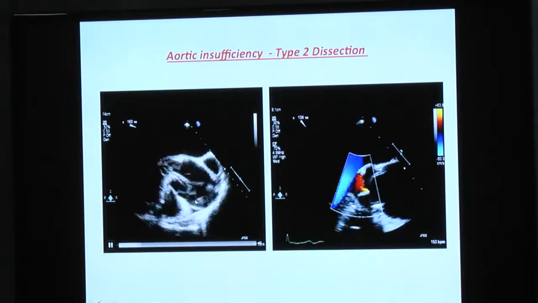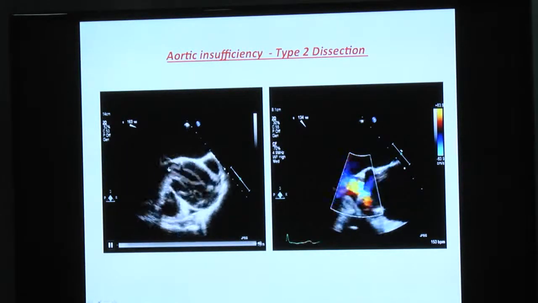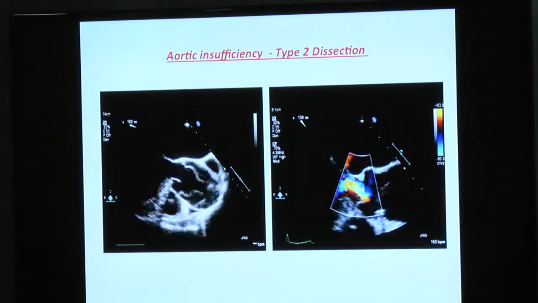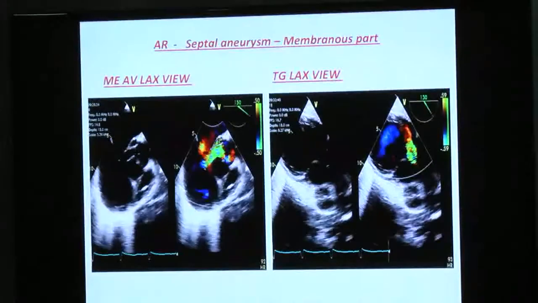Or it can be due to a dissection. You can see here, this is one of the cases of a dissection. You can see the intimal flap prolapsing into the LVOT area, and this is causing a severe AR. This is a type A dissection, which very commonly ends up with a severe AR.